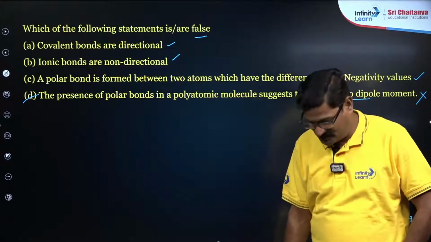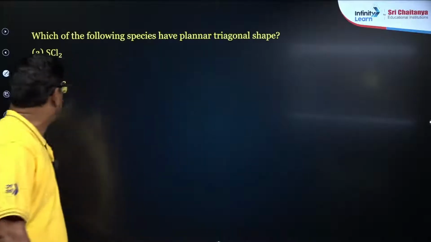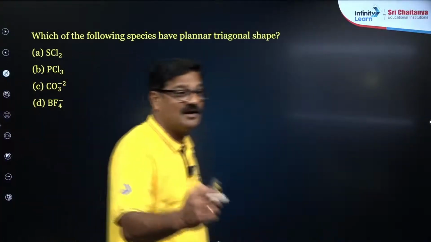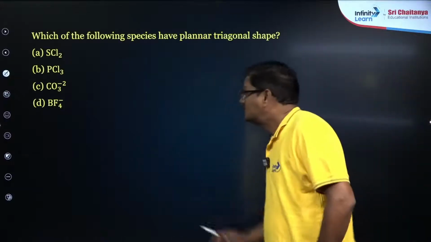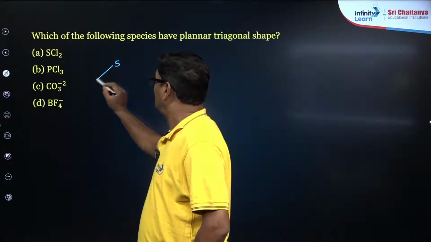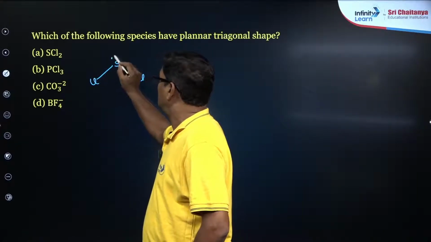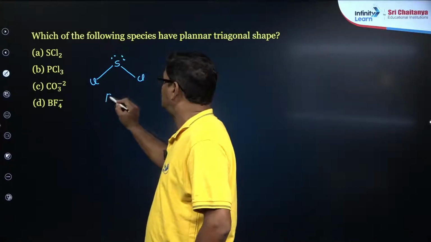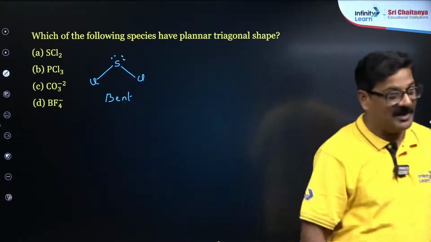Okay, right. Next question: which of the following species has a planar triangular shape? Try to write every structure once. Yes, Cl2, sulfur and chlorine, and the chlorine is a bent structure, it has a lone pair of electrons. You have to draw the structure and confirm it, right?